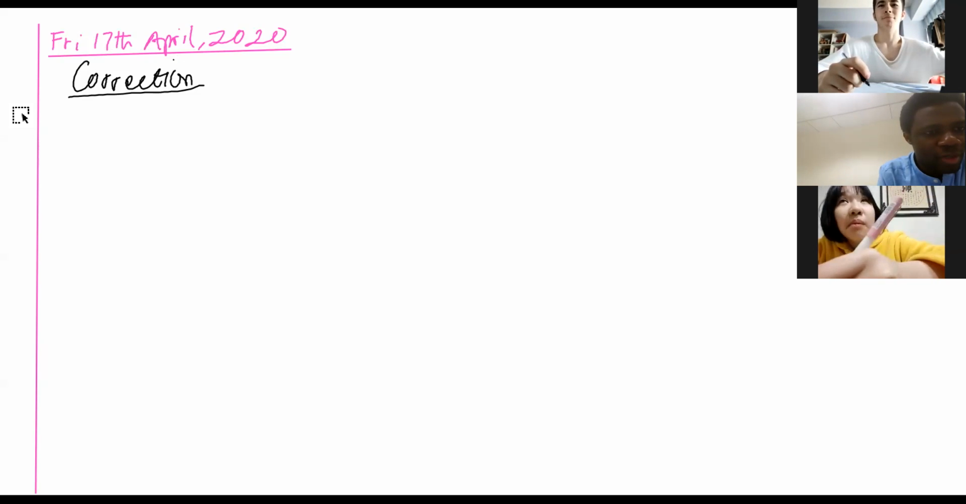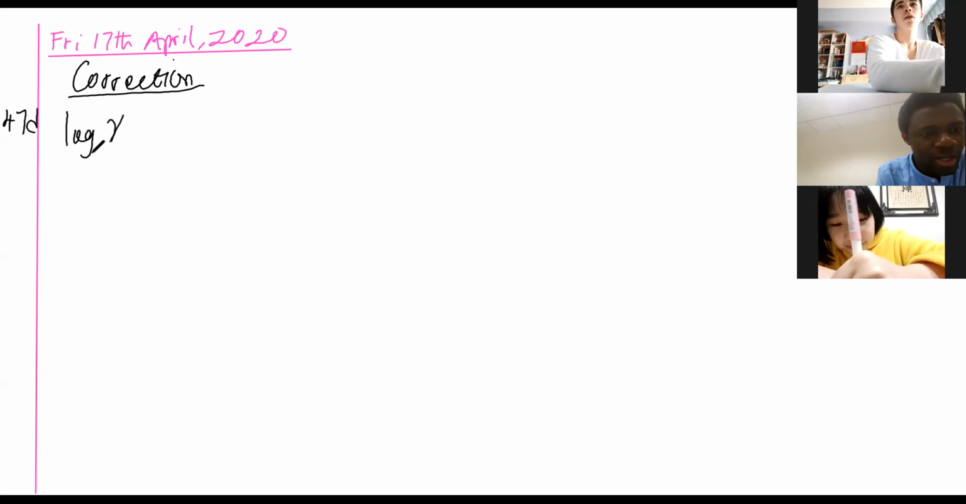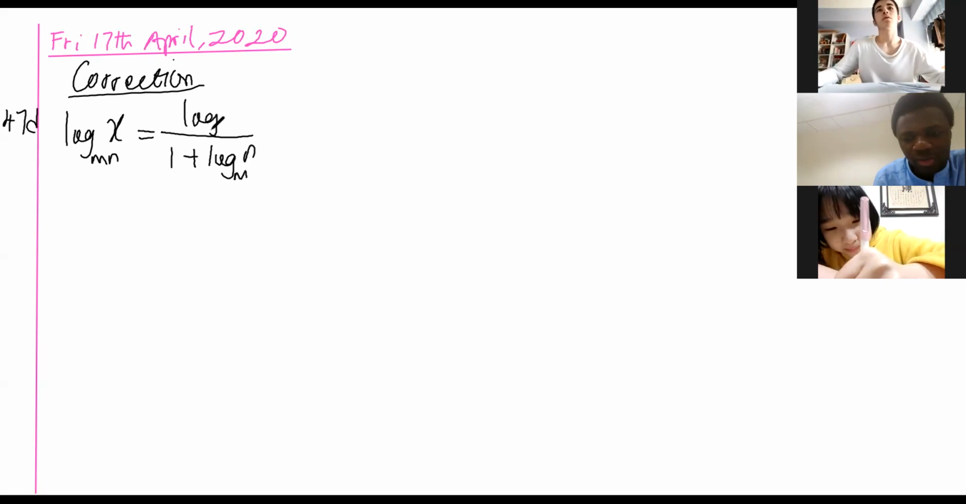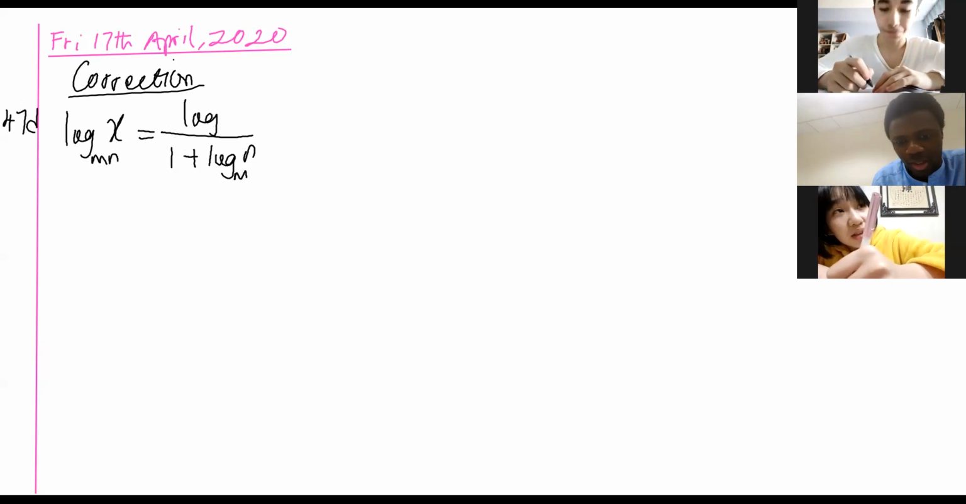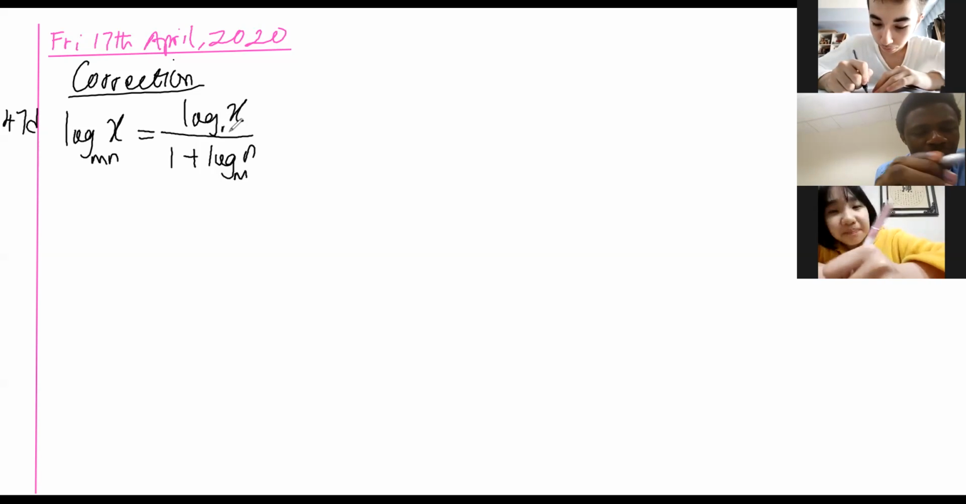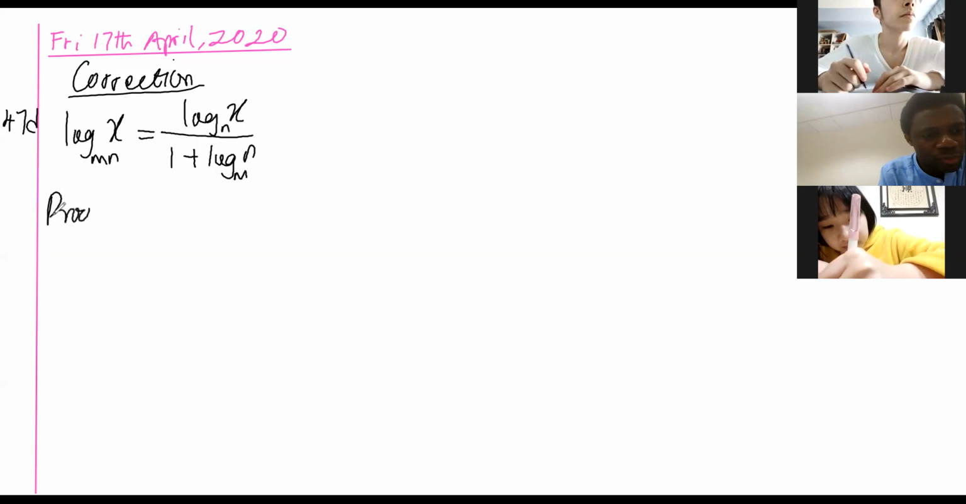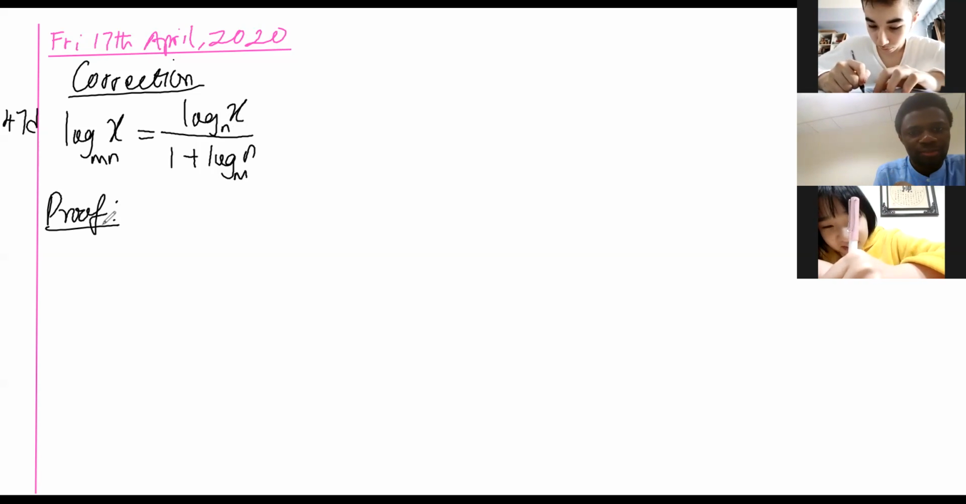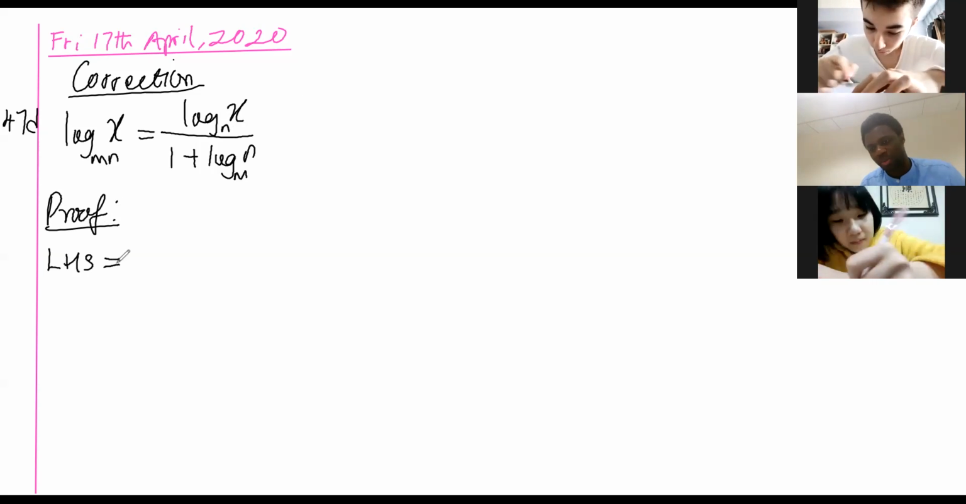Question 47D: log x base mn over 1 plus log n m. What's the other one again? Log x base n. So to do this, I say proof. That's like saying the answer is as follows, all right? When you're proving, you start from the left-hand side. But sometimes you start from the right. But in most questions, you always start from the left.